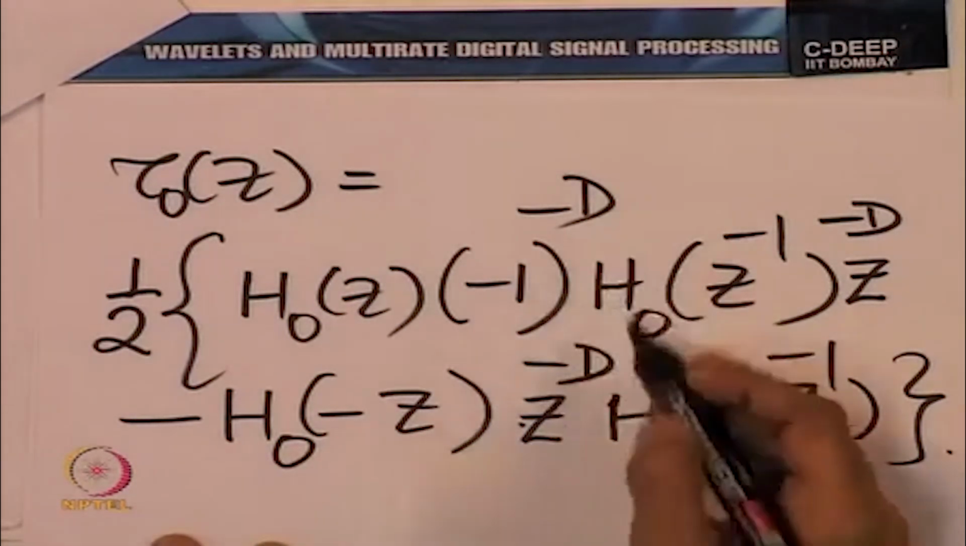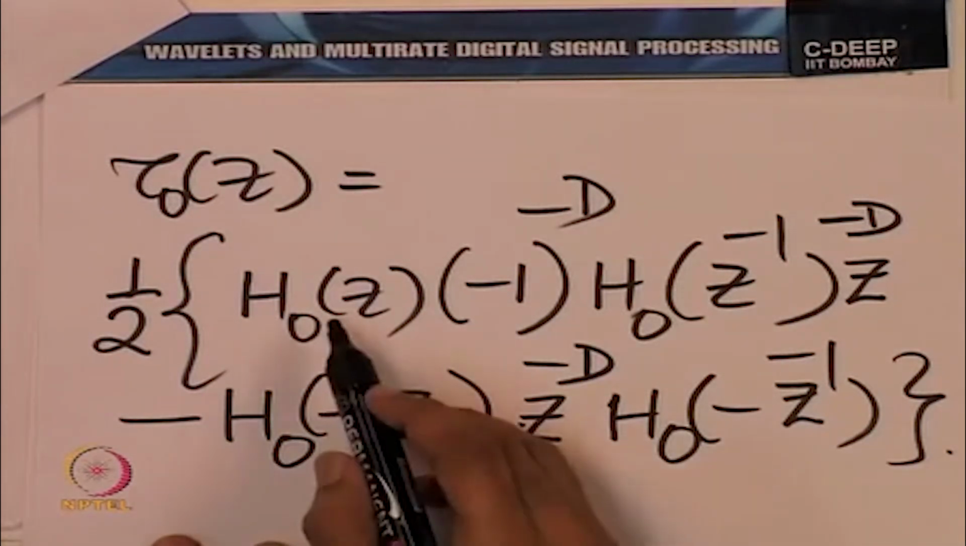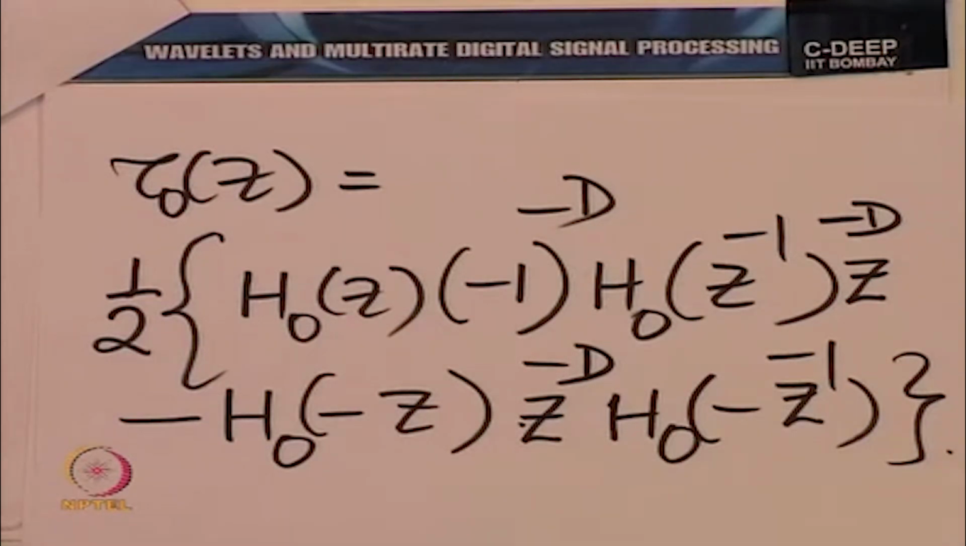We need to choose d strategically, it is clear. And then we also need to put some conditions on h 0, so this indeed becomes a perfect reconstruction situation. We shall complete this in the next lecture and take it further from there.